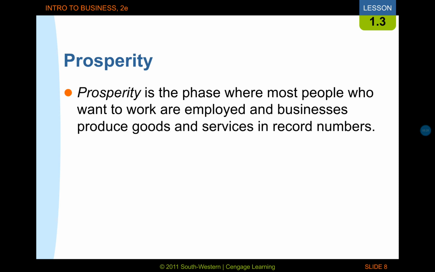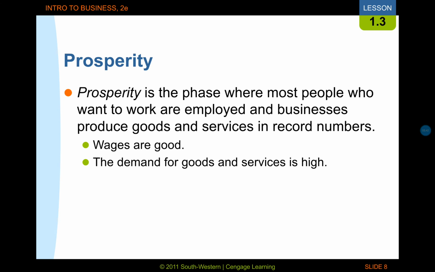So prosperity. Prosperity is where most people who want to work are employed, and businesses are producing goods and services at record numbers. Wages are good. The demand for goods and services is high. Unfortunately, though, prosperity doesn't always go on forever.